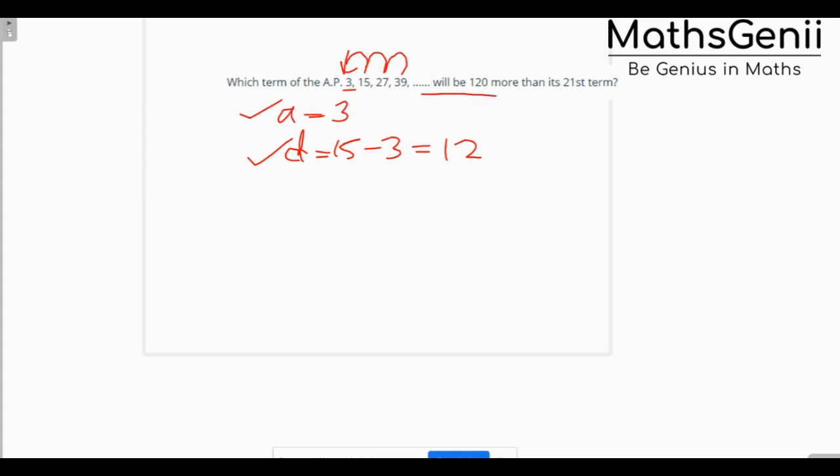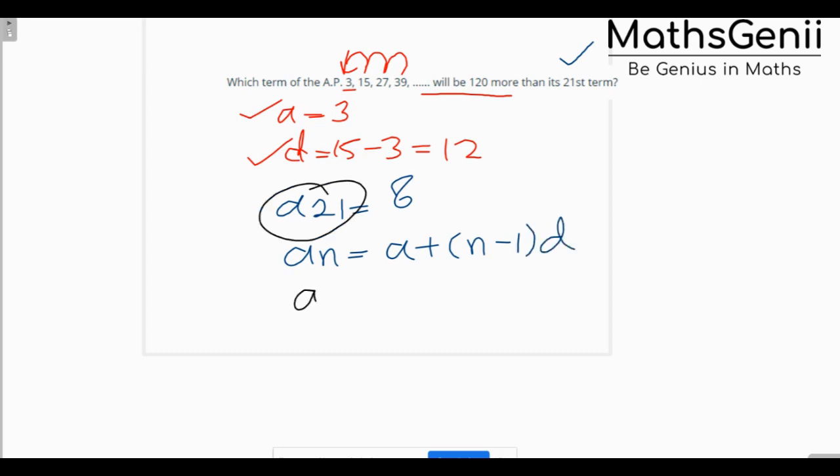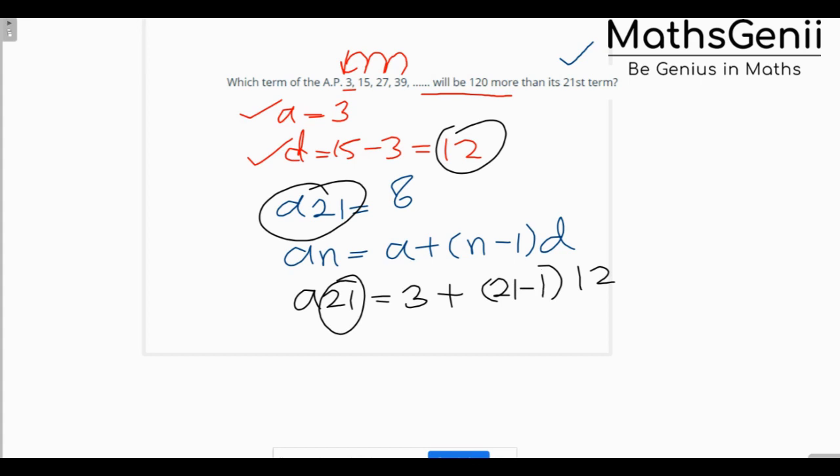Now let's ignore this part for now, and let's move on to this part. 21st term, that is a21, I want to find. So I know the formula of a_n is equal to a plus (n minus 1)d. We have done this formula in the last question. So let me find a of 21. A is 3, d is 12. What is n? n is 21 minus 1.